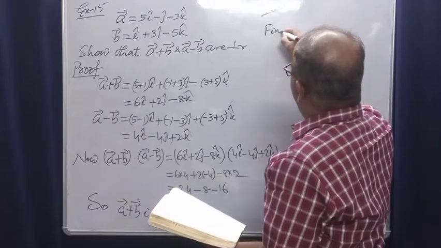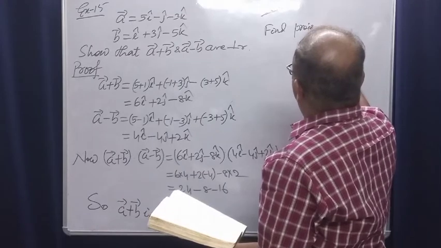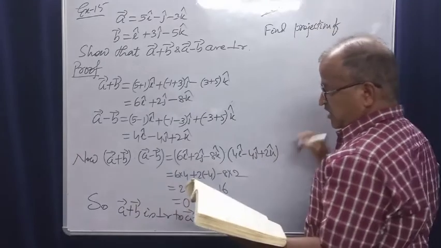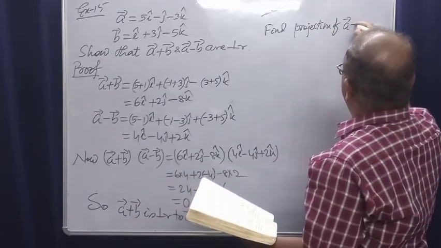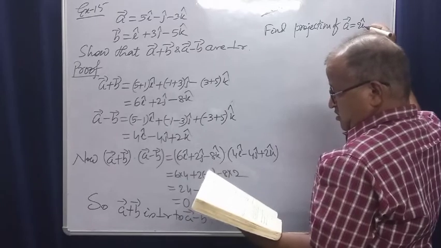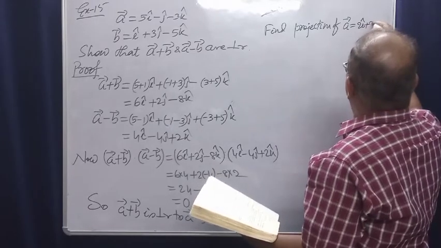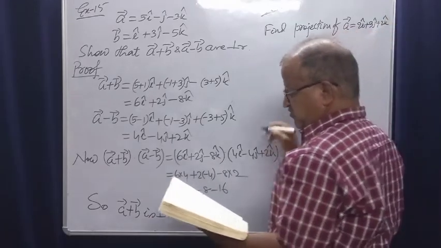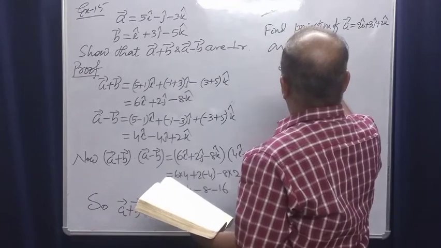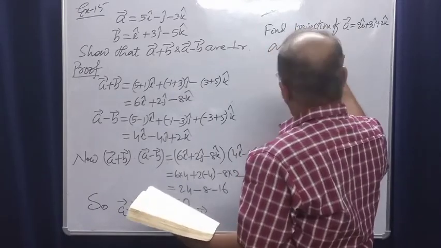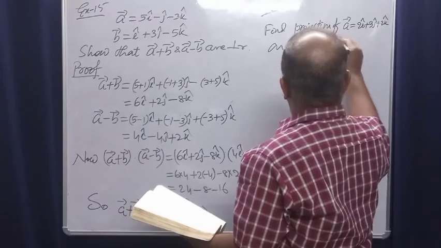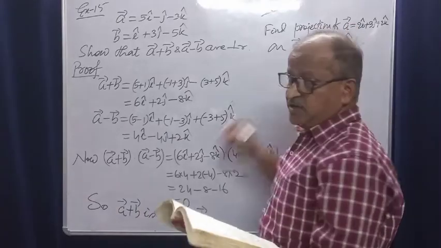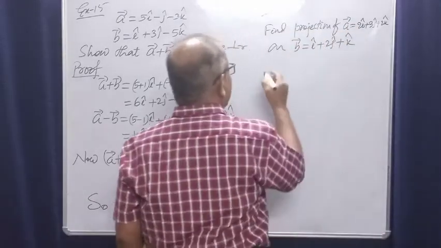Find projection of A, which is equal to 2i cap plus 3j cap plus 2k cap. Projection of this on B vector, which is equal to i cap plus 2j cap plus k cap. Find the projection of A on B. Yes. What was the formula?